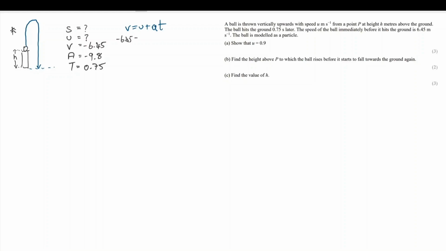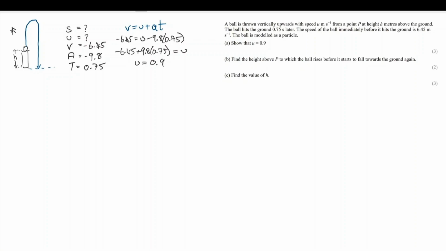Just substituting in the numbers that we have, and we want to find u, so we'll rearrange to make u the subject. I haven't touched my calculator yet, but I'm writing out the calculation I will type in. u equals 0.9, and this is exactly what we were asked to show. So, very happy that we're going to get all of those first 3 marks.